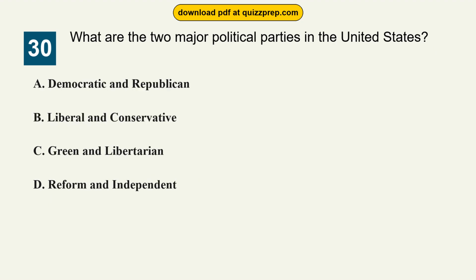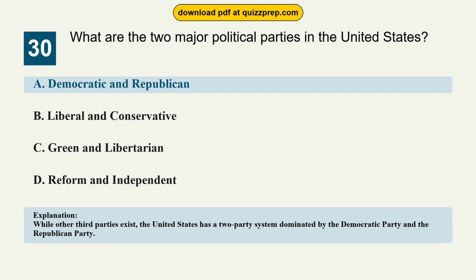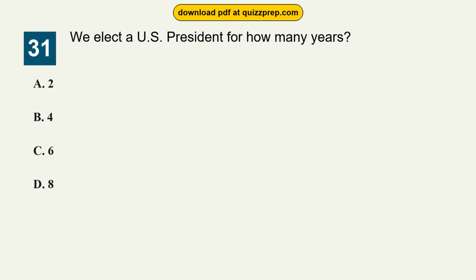Question 30. What are the two major political parties in the United States? Option A, Democratic and Republican. Option B, Liberal and Conservative. Option C, Green and Libertarian. Option D, Reform and Independent. The correct answer is option A, Democratic and Republican. While other third parties exist, the United States has a two-party system dominated by the Democratic Party and the Republican Party.